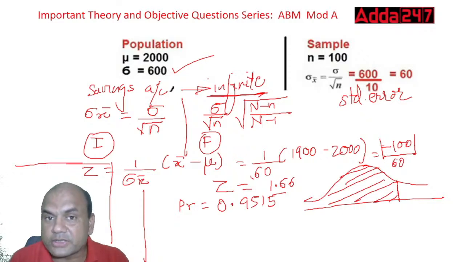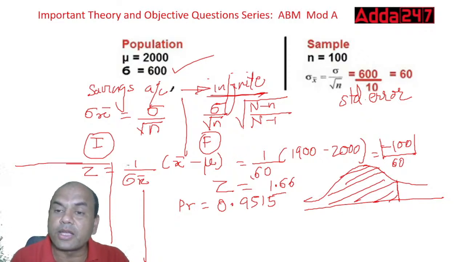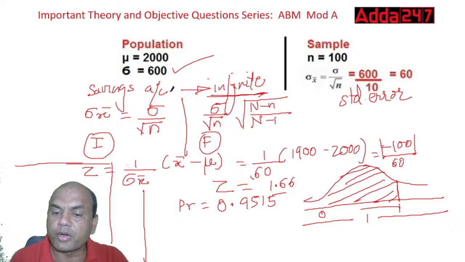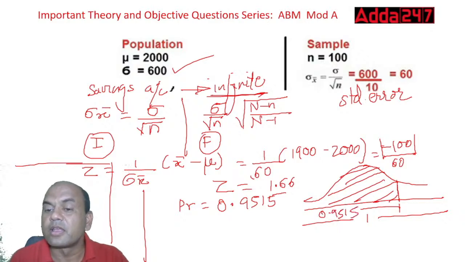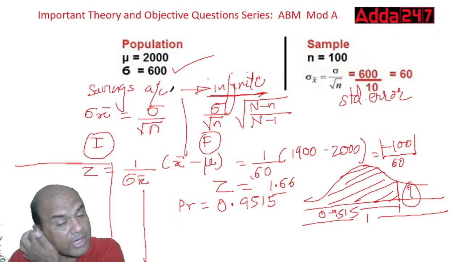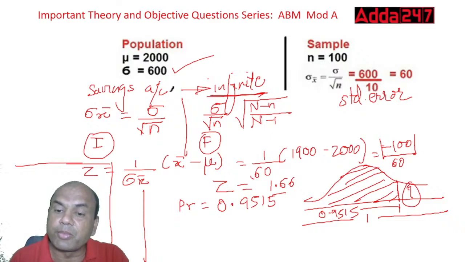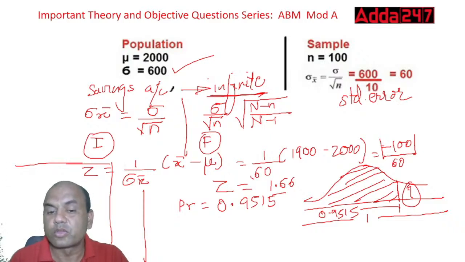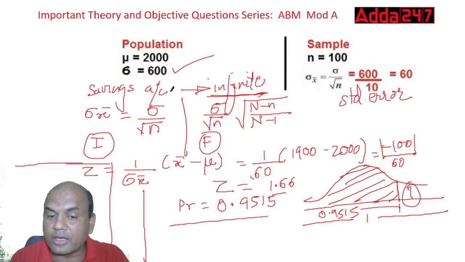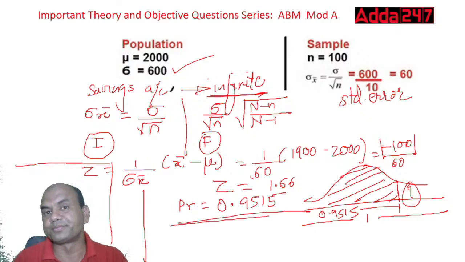Now if they would have asked me that I want this above 1900, so this total area is 1 minus 0.9515. If they would have asked me this area, then this would have been my answer. But now they have asked me below 1900, so I am wanting this area only. So my answer is correct over here. Luckily it is 0.9515 only.